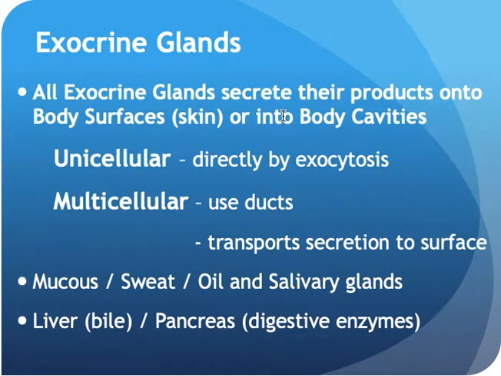All exocrine glands secrete their products onto body surfaces, which can be the skin, or into body cavities. Again, they can be unicellular or multicellular, okay? But these are my mucus, sweat, oil, and salivary glands. My liver is going to secrete bile. My pancreas is going to secrete digestive enzymes, okay? But they're secreting them onto body surfaces or into body cavities.